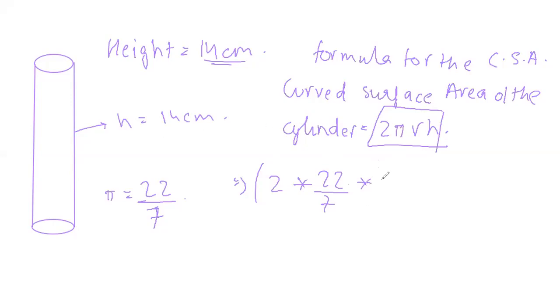So R is not given to us, but H is given, which is 14 centimeter. Another thing, whenever you see any question, just make sure that all the units in the question are similar. For example, if the question says that the radius of the cylinder is 12 meters, that is perfect. Now you read the question and it says the height is equal to 14 centimeter. This is a completely different question.